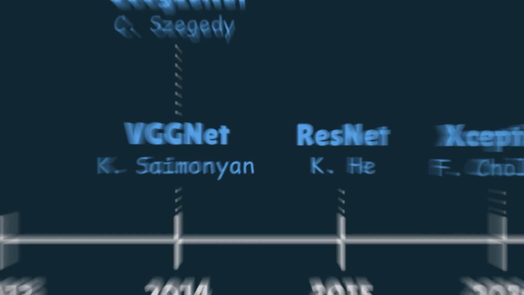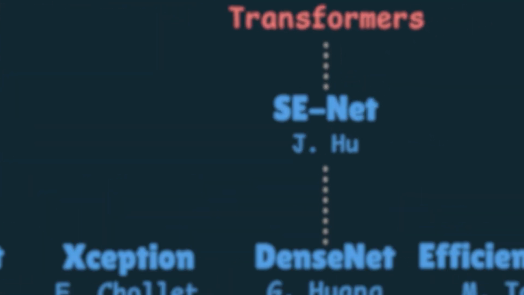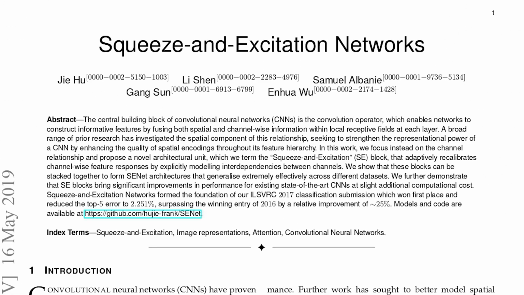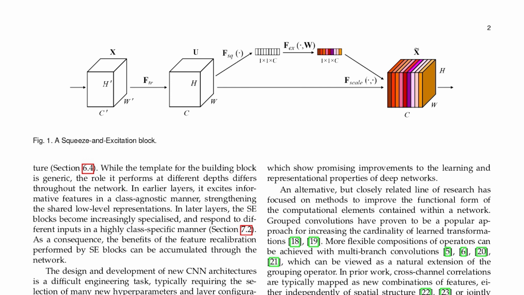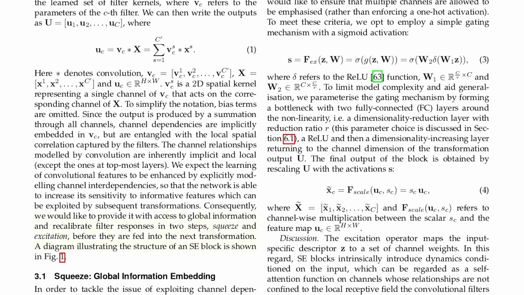and efficiency. In the same year, Squeeze-and-Excitation Networks, or SENets, emerged as a significant advancement in convolutional neural network architectures by introducing the innovative squeeze-and-excitation block, which enhances the model's ability to focus on the most informative features. The key innovation in SENets lies in their capacity to adaptively recalibrate channel-wise feature responses.